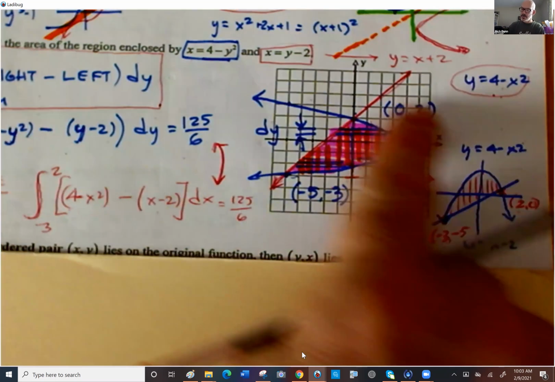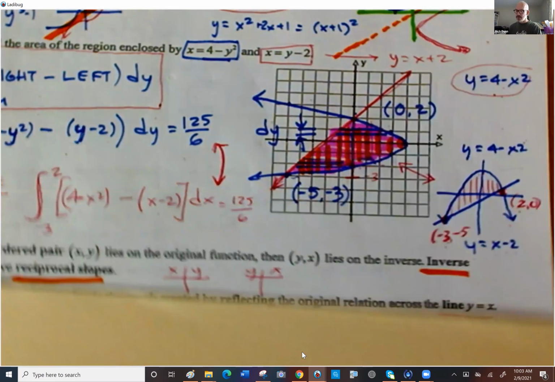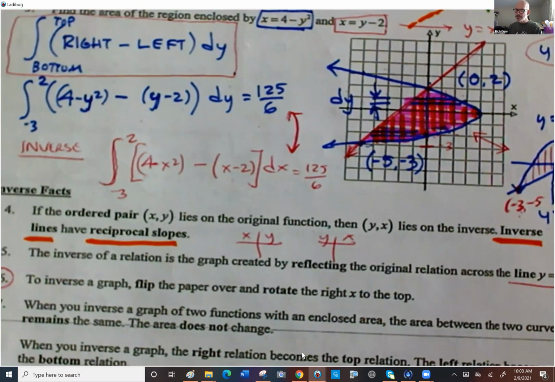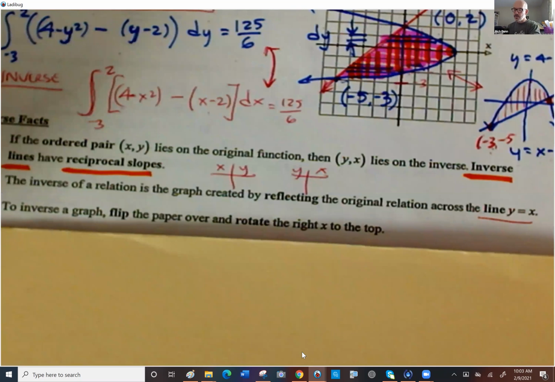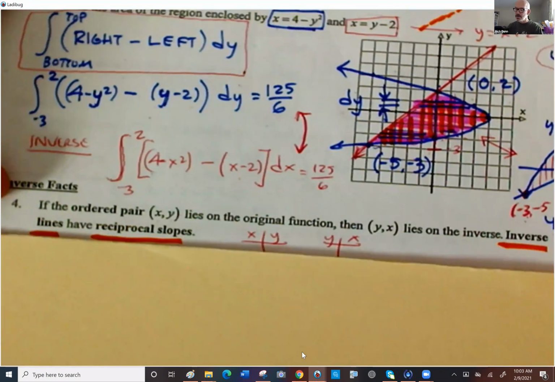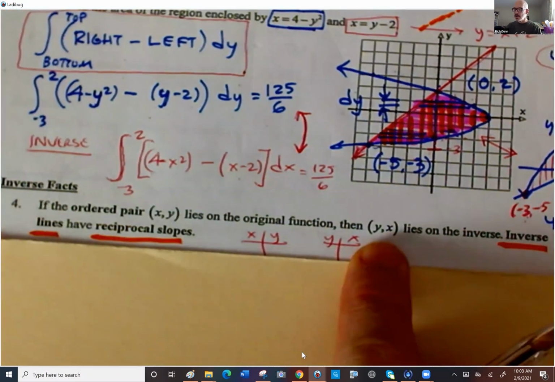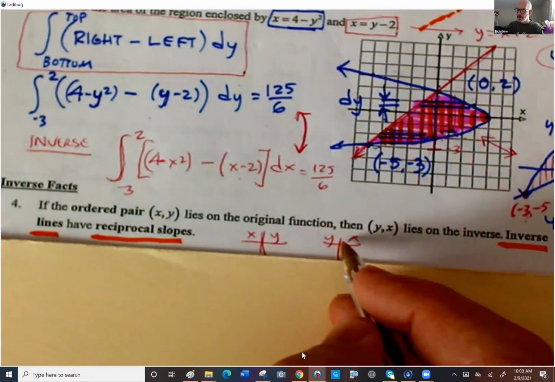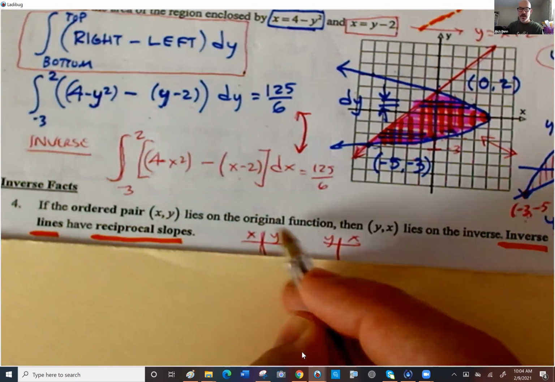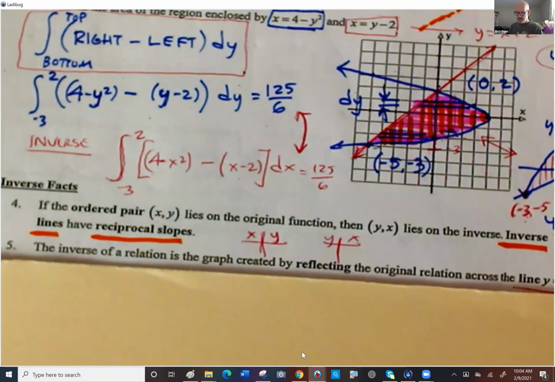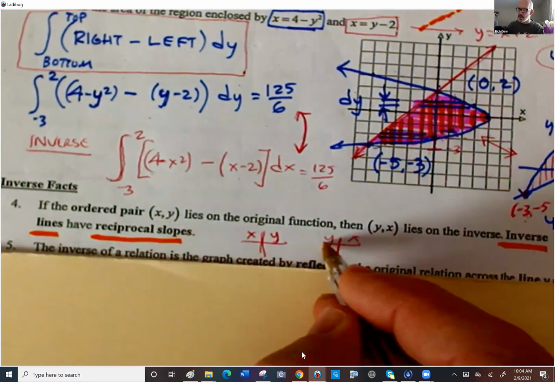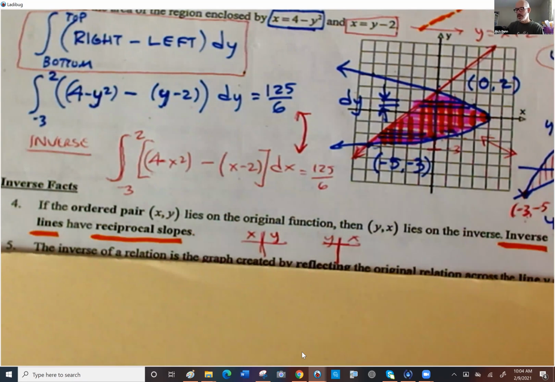I'll go over this again with each one of these little inverse facts, and you can kind of see how each one comes out here. So our first inverse fact is if we've got the ordered pair x, y on the original function, then y, x will lie on our inverse function. As you recall, you did that way back in Algebra 1 when you just took your x, y t-chart and then switched the values around and made it a y, x one. And you could go ahead and graph each one of these the same way.